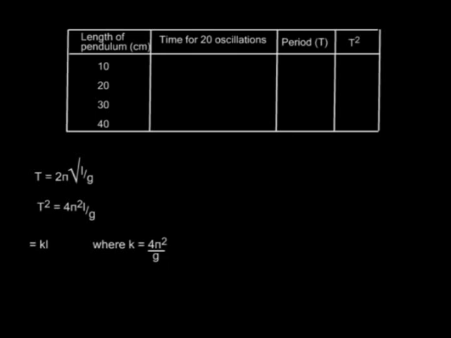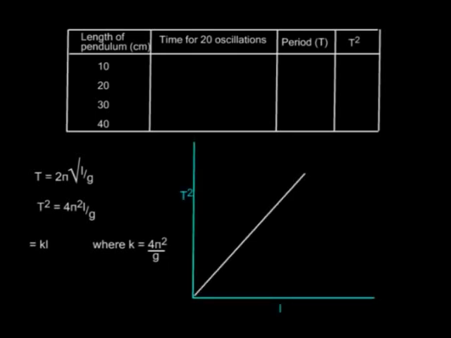Thus, a graph of T squared against L is a straight line whose gradient is equal to 4 pi squared over G. Hence, G is equal to 4 pi squared over gradient. Find the slope of your graph and use it to calculate G.